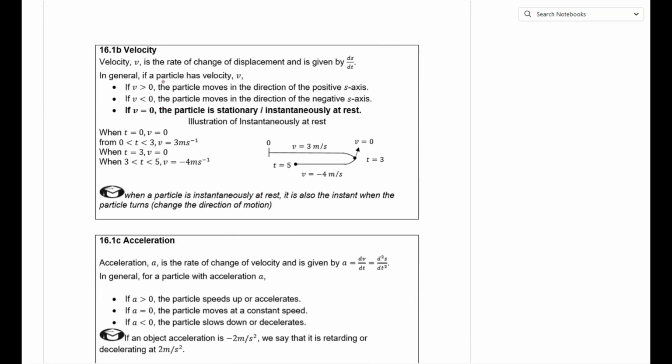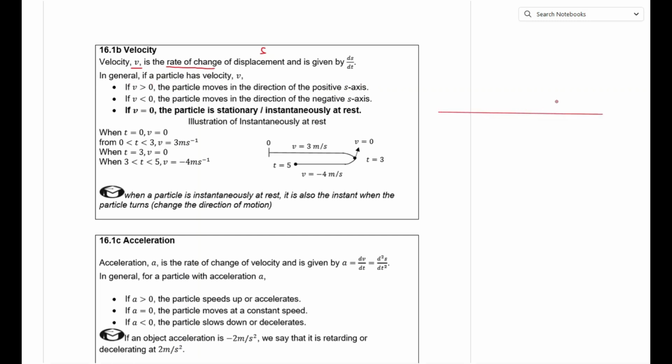Next, we have velocity. Velocity is represented by the letter v and is the rate of change of displacement s, and is given by ds over dt. So this is where some of your differentiation techniques might have to come in.